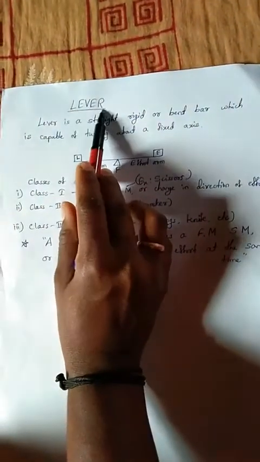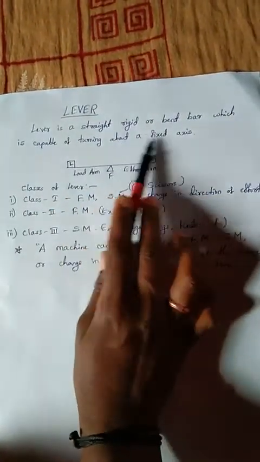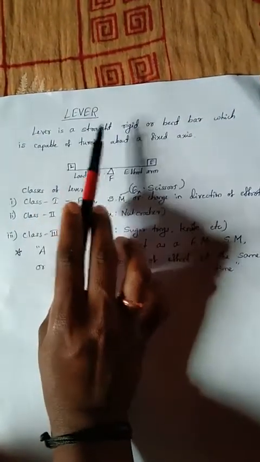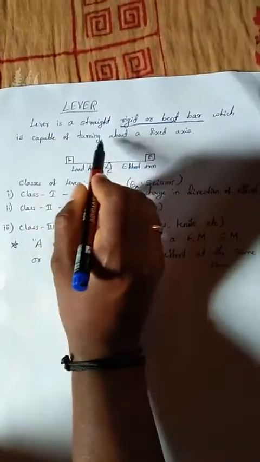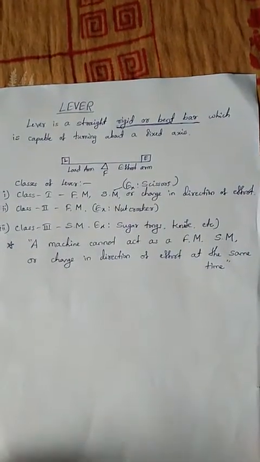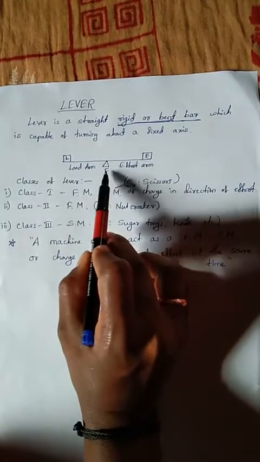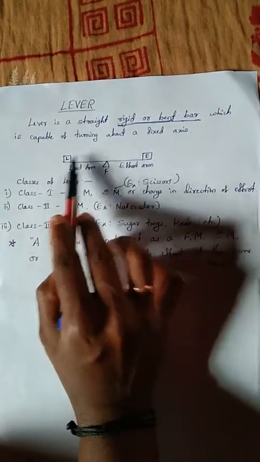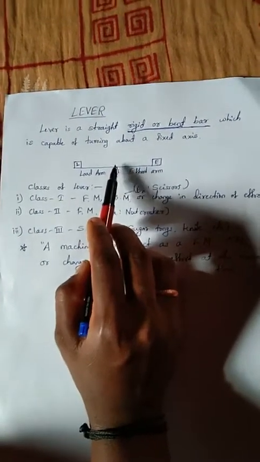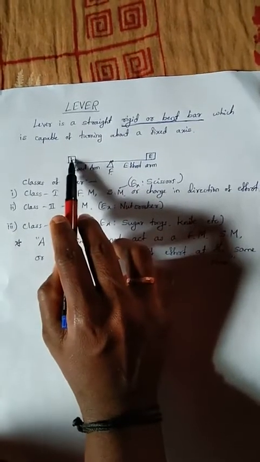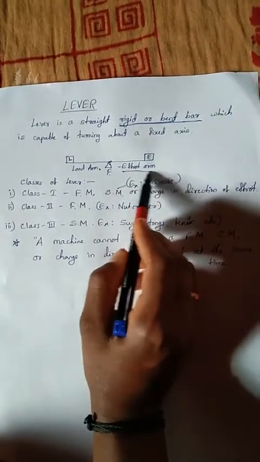Next concept is lever. Lever is a straight, rigid or a bent bar which is capable of turning about a fixed axis. Here three terms will come in this lever: load, effort and fulcrum. Load and effort are on either side of this fulcrum, and this fulcrum is a fixed point. From this fulcrum to load is the load arm, and from fulcrum to effort is the effort arm.